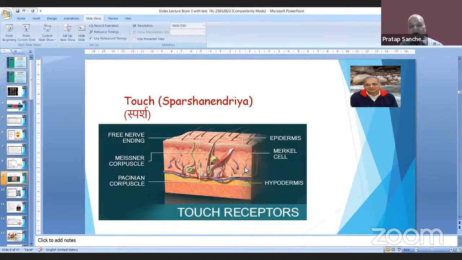We come to all the sensations one by one. Touch, or sparshendriya, or sparsh. The receptors are in our skin. I need not complicate things with the structures, but it is simple to imagine that they are either on the skin or just below the skin, subcutaneous.